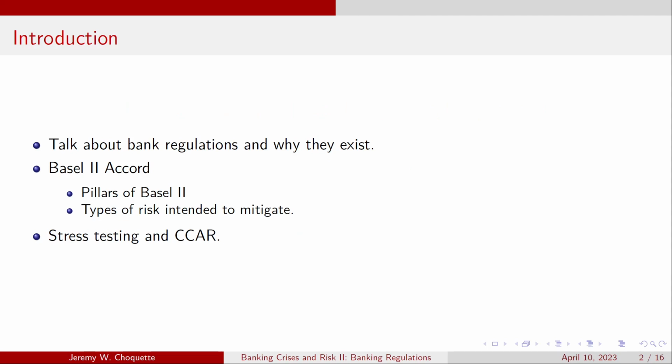We're going to talk a little bit about some of the terminology behind it. We're going to get into the Basel II Accord, covering the pillars of Basel II, and then also what Basel II is really meant to do. Like, why does it exist in the first place? What is the intended goal here? What's it trying to accomplish? And what types of risk is this really trying to mitigate?